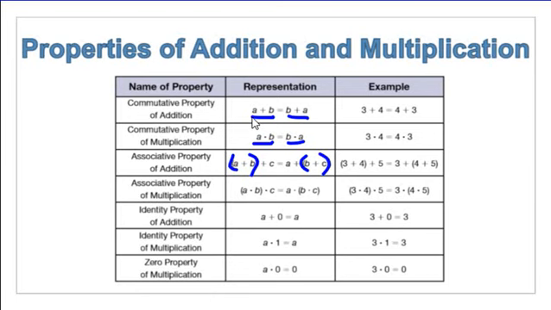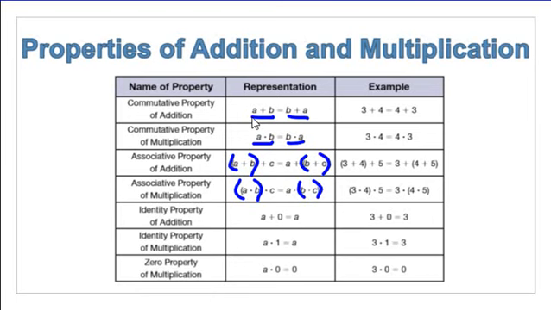This only works if the sign is the same throughout the whole thing. So a plus b plus c is still the same as a plus b plus c, with the parentheses in a different grouping. Same thing with multiplication. You could put the parentheses around a times b and then multiply by c, or you can take a times the parentheses b times c. You will still get the same answer.